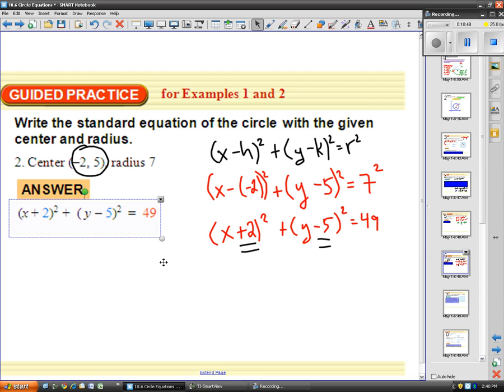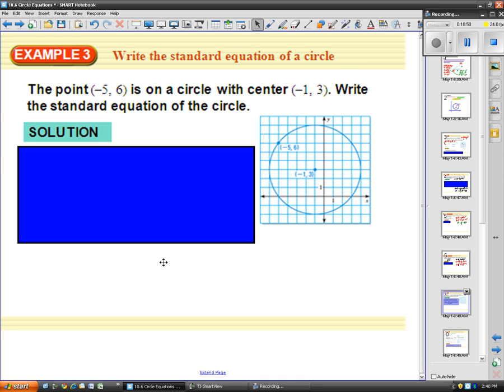This time I gave you the point negative 5, 6 is on the circle. So this point out here, negative 5, 6, is on the circle with a center of negative 1, 3. Write the standard form of the equation. Well, you can pause it and give it a shot on your own. The one thing we don't know about this equation is the length of the radius.